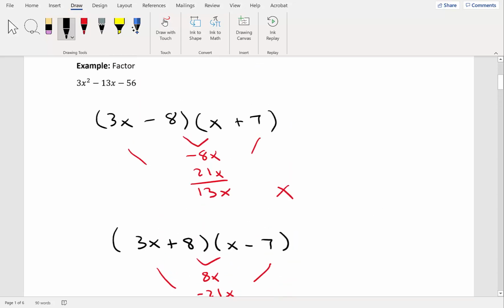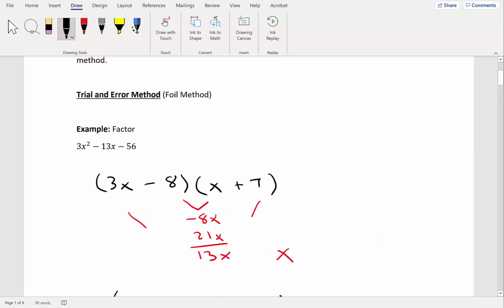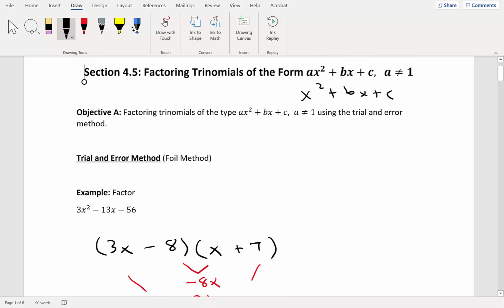Now let me go back just a little bit. We saw an example in the previous section where we did have a number in front of our x squared, but we were able to factor that out because there was a GCF. But now if you take a look at this particular problem, there isn't a GCF. The reason why is because 3 doesn't go into 13 evenly, and it doesn't go into 56 evenly either. So we can't factor that out. So we have to use this method called trial and error in order to factor this.